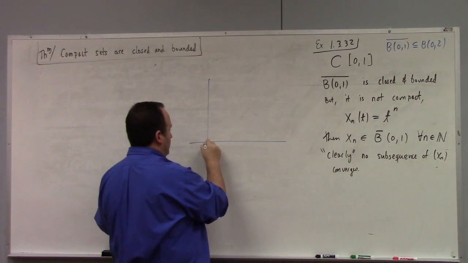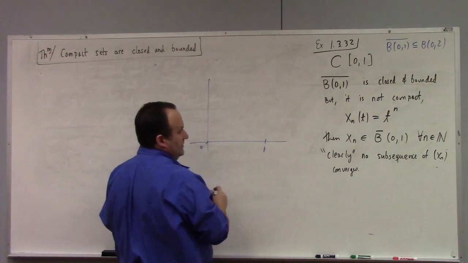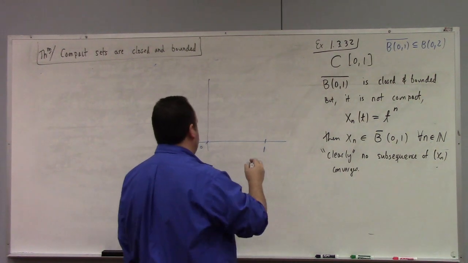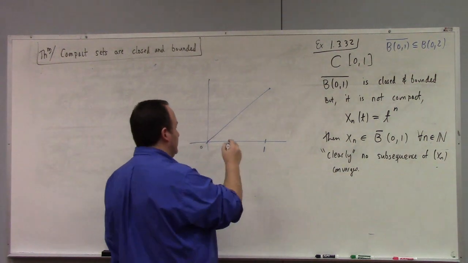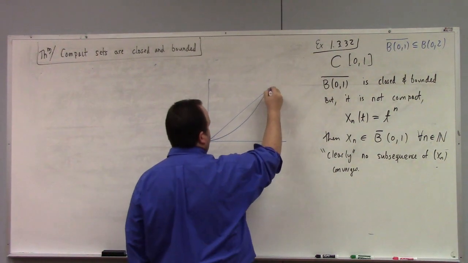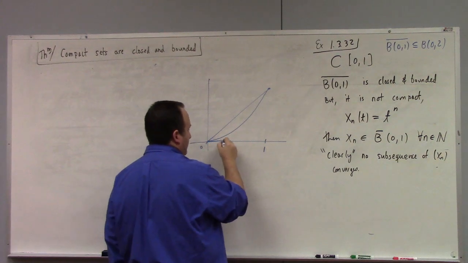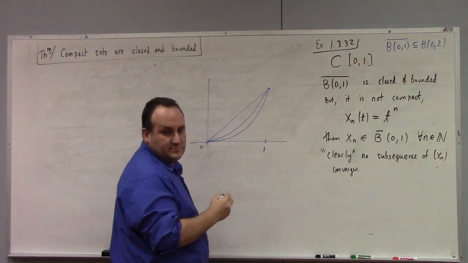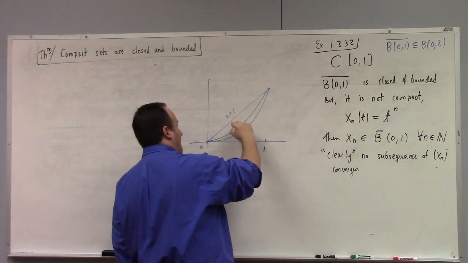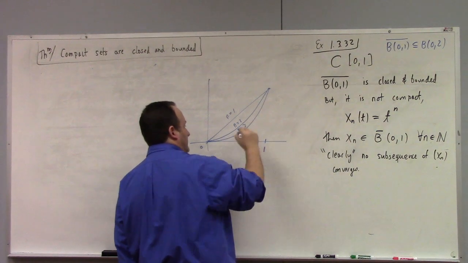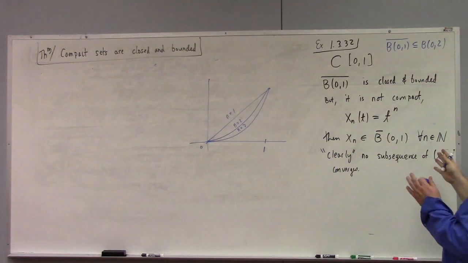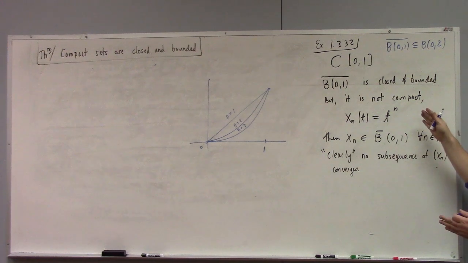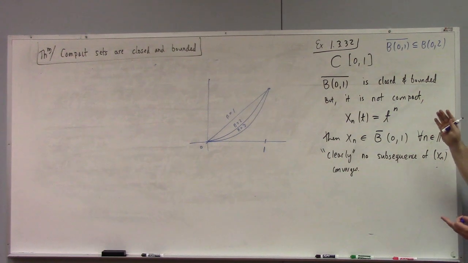So here's 0 to 1, right? And let's see here, n equals 1, here's the graph, right? n equals 2, here's the graph. n equals 3, here's the graph. All right? So fine. I mean, each n definitely gives us a function which is continuous on 0 to 1.